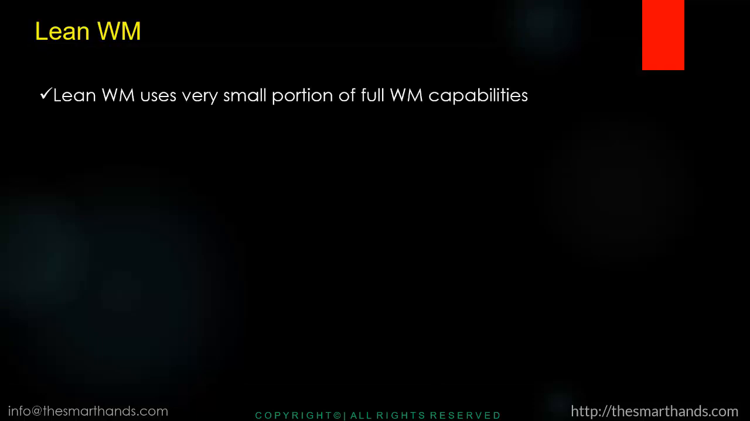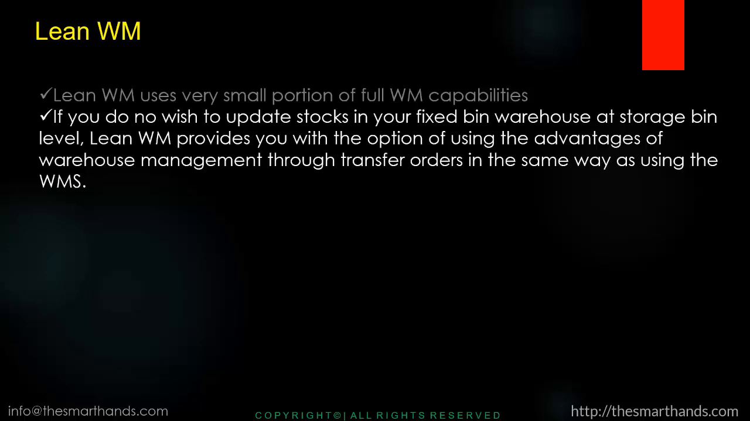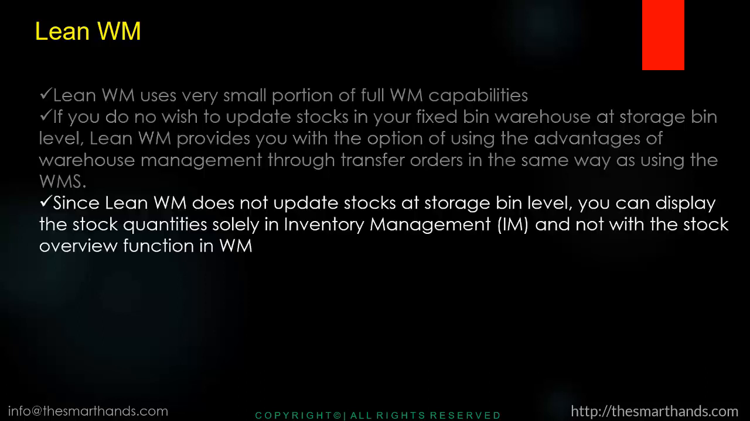So lean WM uses a very small portion of the full WM capabilities. If you do not wish to update stock in your fixed bin warehouse at storage bin level, lean WM provides you with the option of using the advantages of warehouse management through transfer orders in the same way as using the complete warehouse management system. Since lean WM does not update stock at storage bin level, you can display the stock quantities solely in the IM and not with the stock overview function in WM.